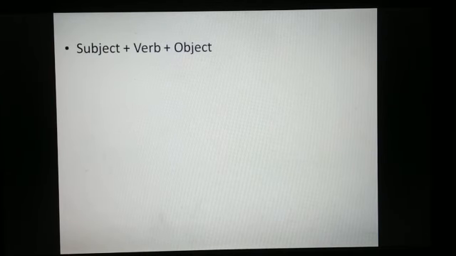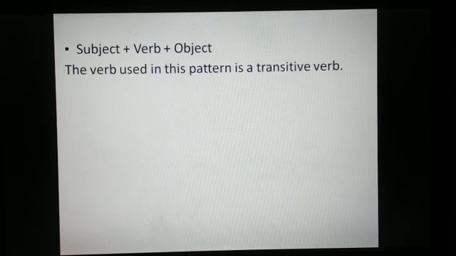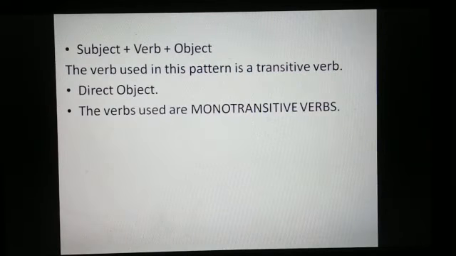Subject, verb, object. Subject plus verb plus object. The verb used in this pattern is a transitive verb. The verb is always followed by a direct object. The verbs used are monotransitive verbs. Mono means one. It means the verb will take only one direct object.